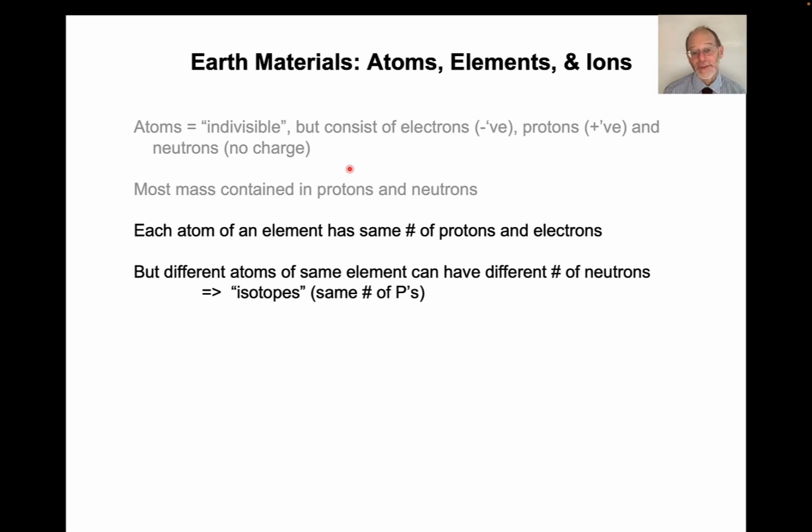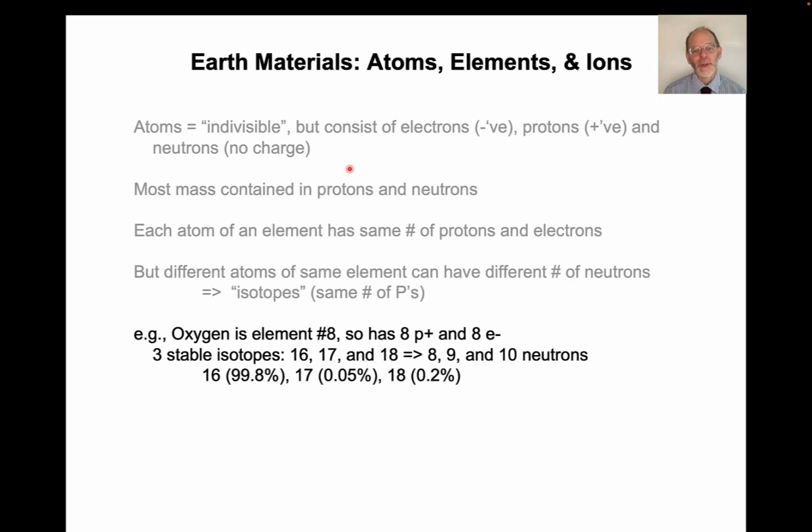Now, each atom of an element has the same number of protons, but different isotopes of the same element can have different numbers of neutrons. So for example, oxygen is element number 8, so it has 8 protons and 8 electrons in its neutral state. It has 3 stable isotopes, 16, 17, and 18, corresponding with 8, 9, and 10 neutrons. Almost all of it is oxygen-16, that's 99.8%. Most of the rest is actually oxygen-18, 0.2%, and there's a little bit of oxygen-17, 0.05%.